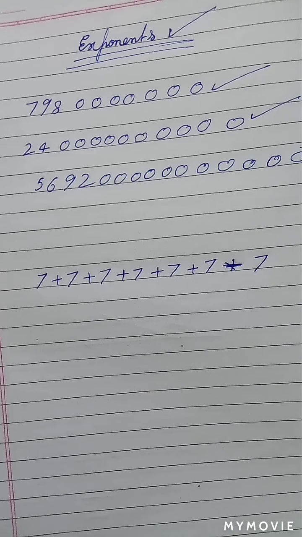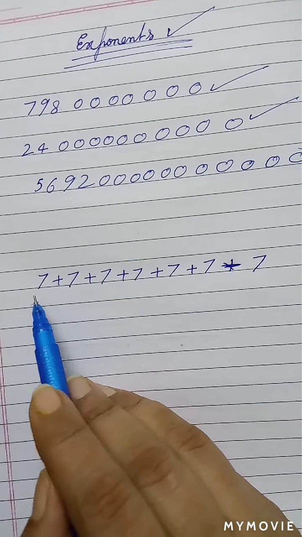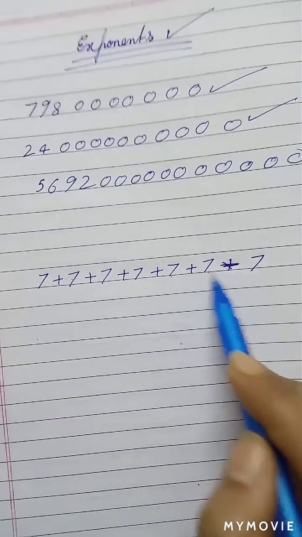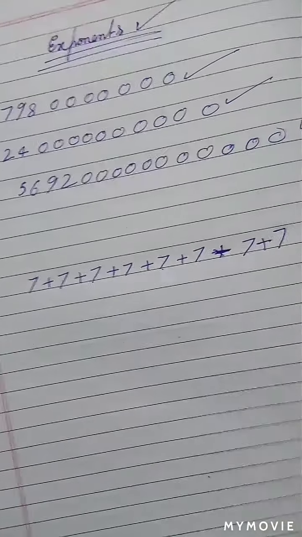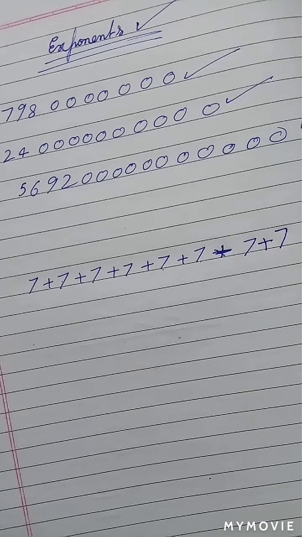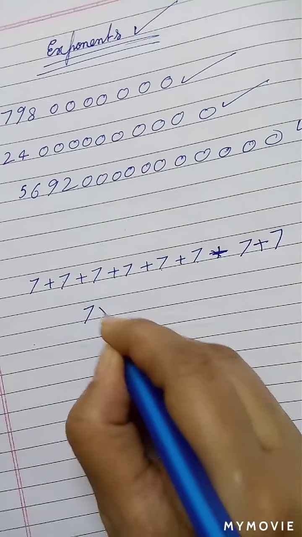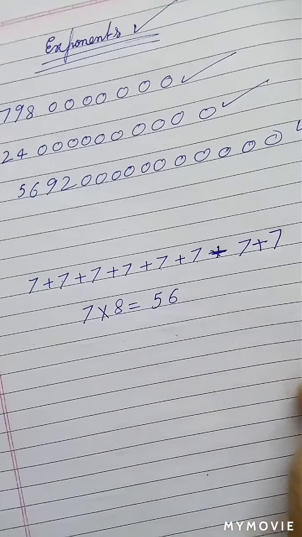Let's take an example of a simple addition. Here we have added 7 quite a number of times. Let's see how many times. 1, 2, 3, 4, 5, 6, 7. Let's add it one more time. Okay. So we have added 7 8 times. So how do we write it? We write 7 into 8 is equal to 56.